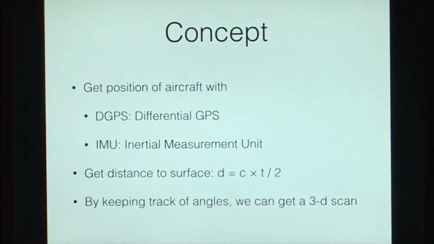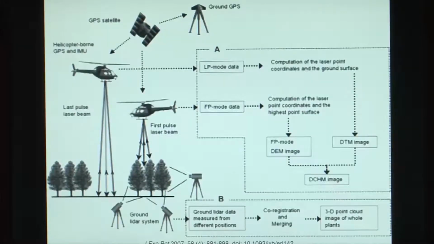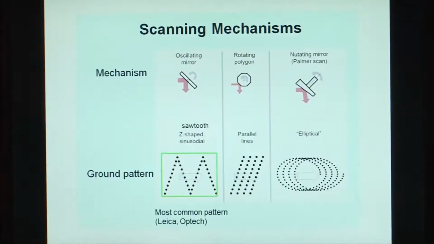We looked at its concept. We need to know the exact position of the aircraft using differential GPS and the inertial measurement units, and then we get the distance to the surface as we did in the case of a rangefinder. So, D is equal to C into T by 2, and by keeping track of angles we can get a 3D scan. There are 4 components of a LIDAR: the laser, the scanner and optics, the photo detector and receiver electronics, and the position and navigational systems. These can be used on a satellite, on a helicopter, or on the ground.